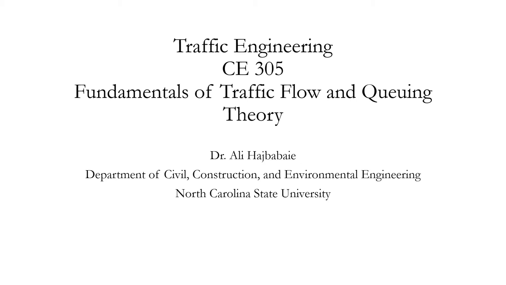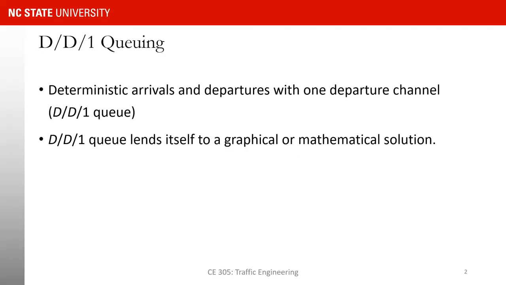Today, we continue our discussions by going through the DD1 system. For the first queuing system that we will be talking about, we'll start with DD1 queuing. This is a deterministic arrival and deterministic departure, and we only have one channel. The reason that we start with this system is that it could be analyzed both graphically or mathematically, and it provides us with a good understanding of queuing systems. The way that I'm going to go forward is that we are going to learn DD1 queuing through going through an example and learning exactly how everything works.